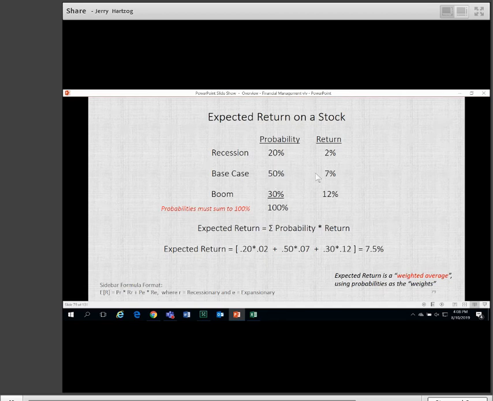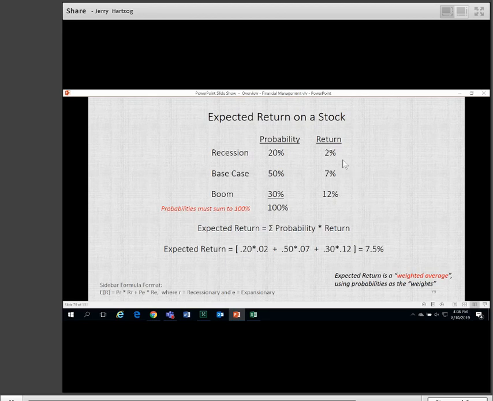So first of all, let's suppose we have a stock and we think, well, if things go along as usual, I'll earn a 7% return. And I think there's a 50% probability of that. But there's a 20% probability that the economy will go into recession, and I'll only earn 2%. And there's a 30% chance the economy will take off in a boom and I'll earn 12%. So I want to know what's my expected return.